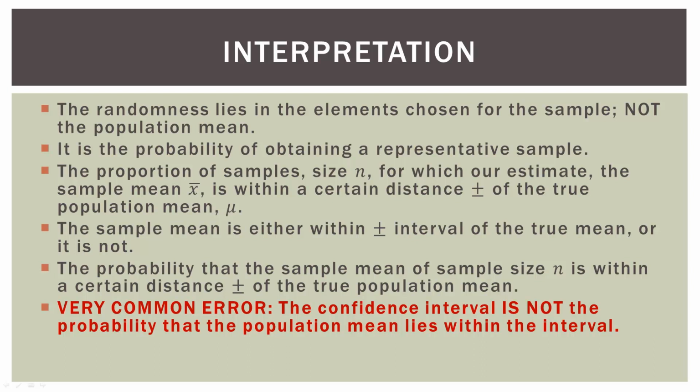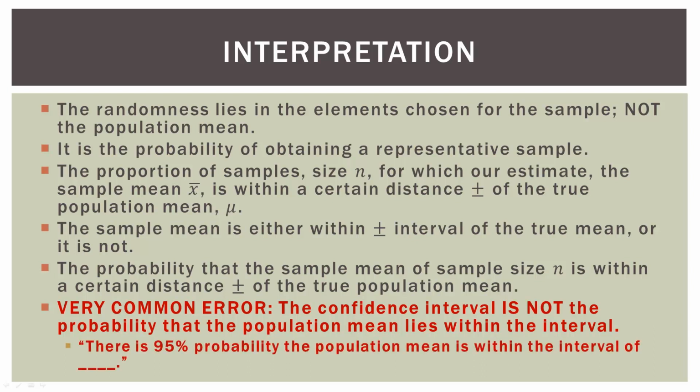When we say the probability of the population mean, we seem to be implying there is some randomness in the population mean. That's not the case. The randomness lies in the sample. So it's not the probability the population mean lies within the interval. It's the probability the sample mean lies within that interval. If you ever write there is a 95% probability the population mean is within the interval of blah, blah, blah, wrong answer. We're not talking about the population mean's probability being anywhere. We're actually talking about the sample mean's probability of being in that interval.